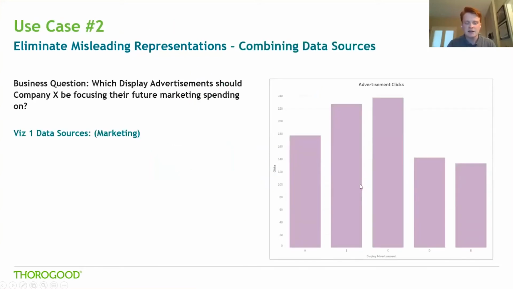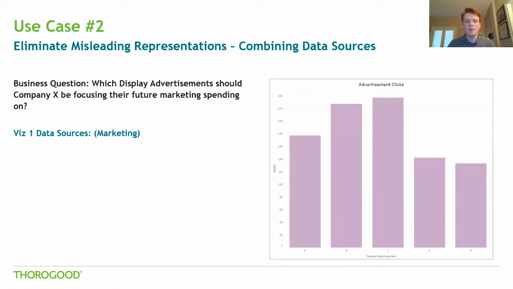Let's assume that company X, as Laura mentioned before, has already invested in online display advertisements and has obtained a lot of different kinds of data on user interactions with their various advertisements, whatever they may be, right? So the business question that company X is trying to answer is, which display advertisements should they be focusing on and continuing to focus their marketing spend on?